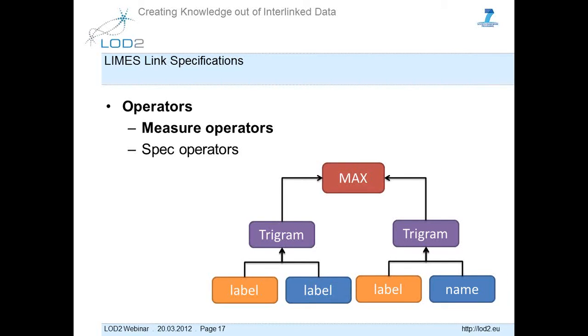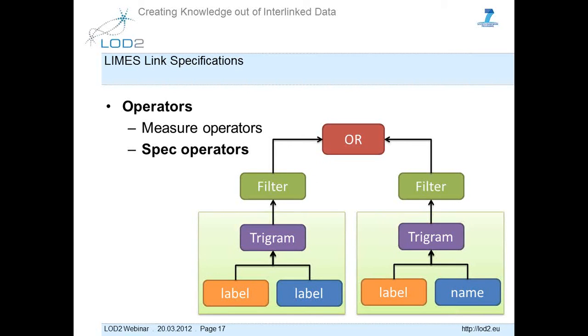Now, on top of it, we provide different types of operators. The idea behind an operator is to provide means to combine different similarity measures to improve the quality of the linking. We have two main types of operators in LIMES. The first are so-called measure operators. The measure operators do nothing else than combine the results of measures and generate a new measure. So for example, if your first measure were the similarity of the labels of the entities in the source and target knowledge base, and the second similarity measure were the similarity between the label in the first knowledge base and the name in the second knowledge base, you could combine these measures by using, for example, the maximum operator. We obviously provide other operators for merging measures.